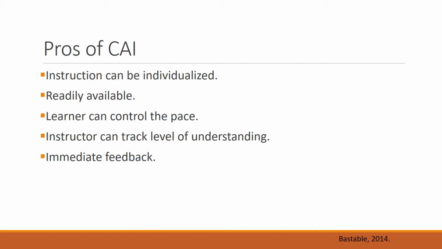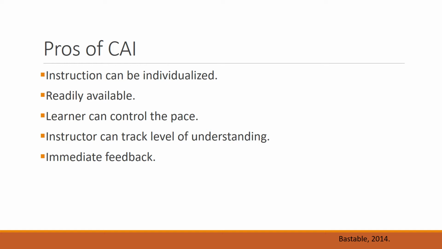A third pro of CAI is that the learner can control the pace. Because it is readily available, the learner can control the pace at which they go through the information. For example, if one learner doesn't understand a topic or needs more explanation, they can spend more time on that topic to really understand and know it. Vice versa, if another student already understands that topic, they can just skim over the information or review it and move on to the next topic.